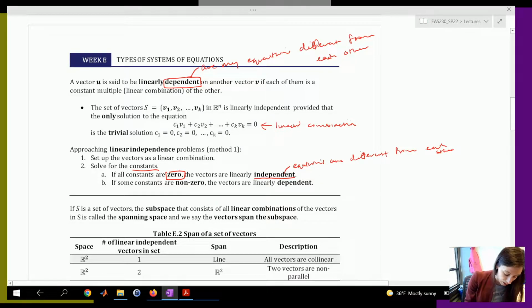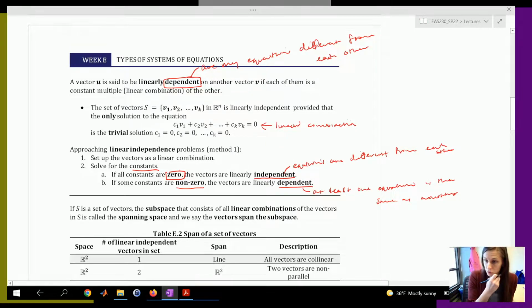If some of the constants are non-zero, remember only one of them needs to be non-zero, then they are linearly dependent, which means at least one equation is the same as another, or the others, or some combination of the others. Essentially, it means there's at least one equation that gives us no new information.